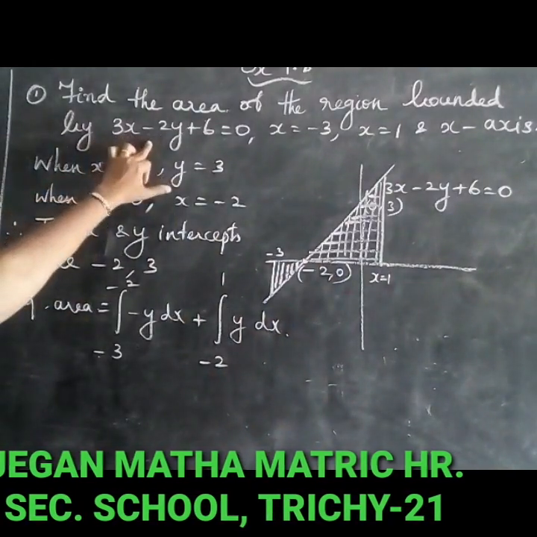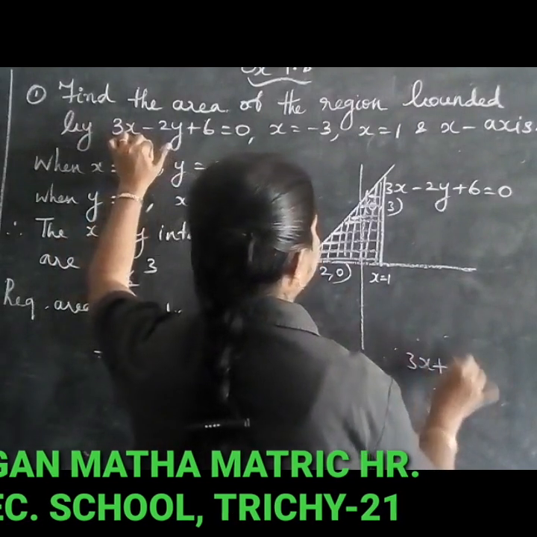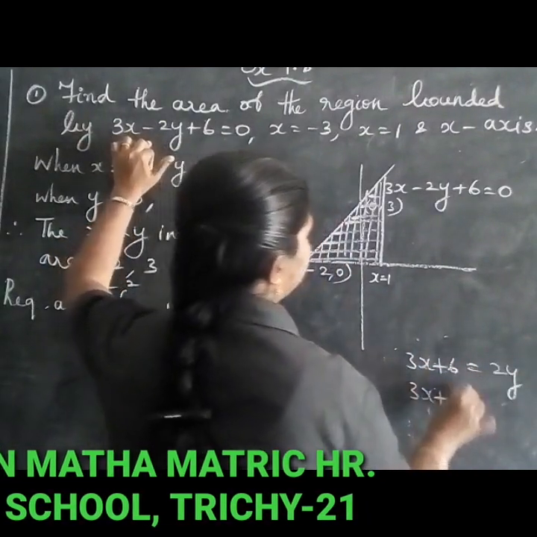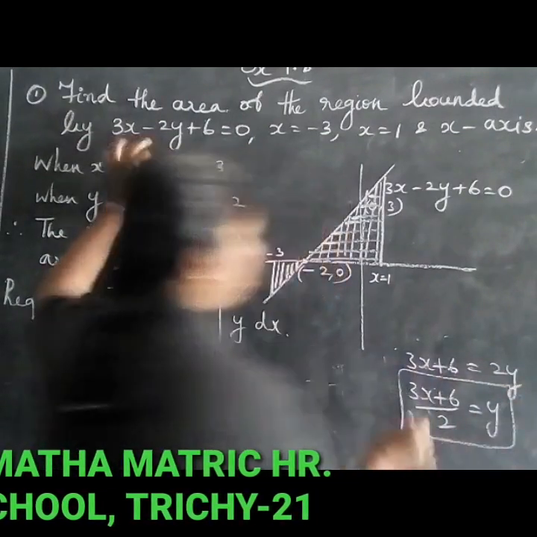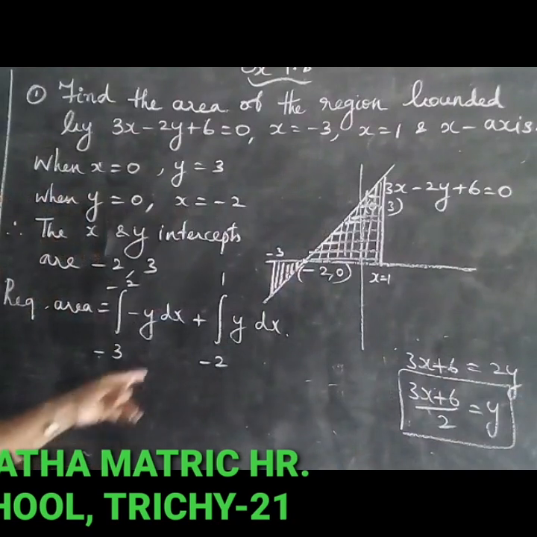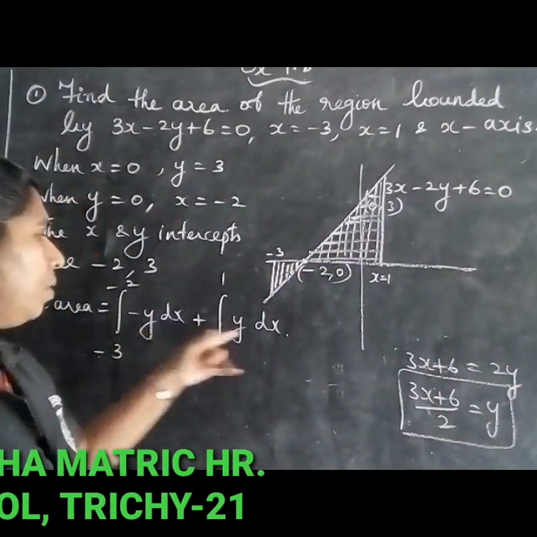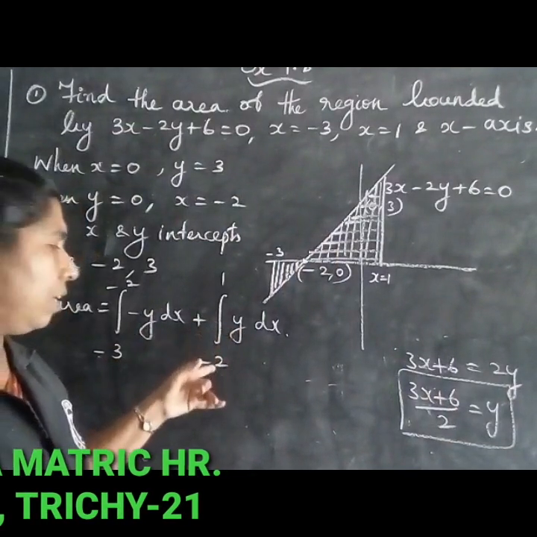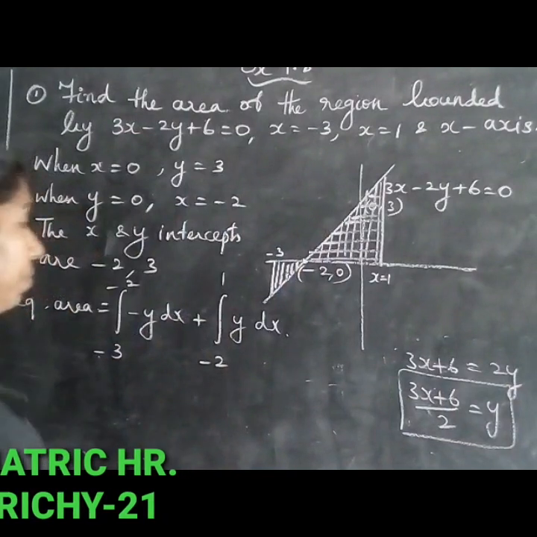From the equation, we can find out the value of y also. That is 3x plus 6 equal to 2y. Therefore, (3x plus 6) divided by 2 equal to y. This is the value for y. Now you can replace the values of y here and integrate, and substituting the limit we will get the required area.